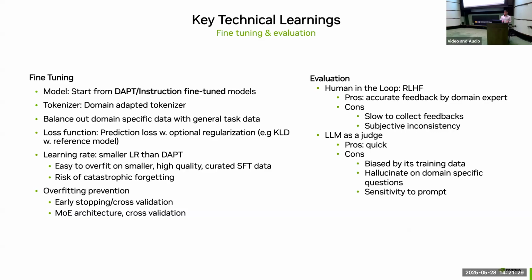So some of the key technical learnings just from this section and the ones before: when supervised fine tuning, it's best to start from a domain adapted model if you're trying to do a domain specific supervised fine tuning, and using a domain adapted tokenizer leads to better performance in general. We'd like to, as we mentioned before a few times, balance out the domain specific data with this general task data to keep our models kind of grounded in reality of like these general tasks.